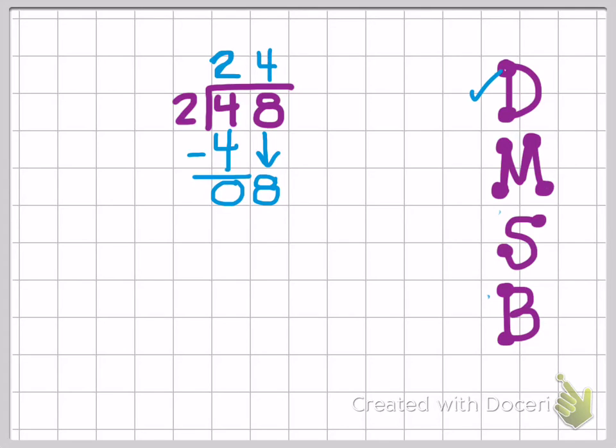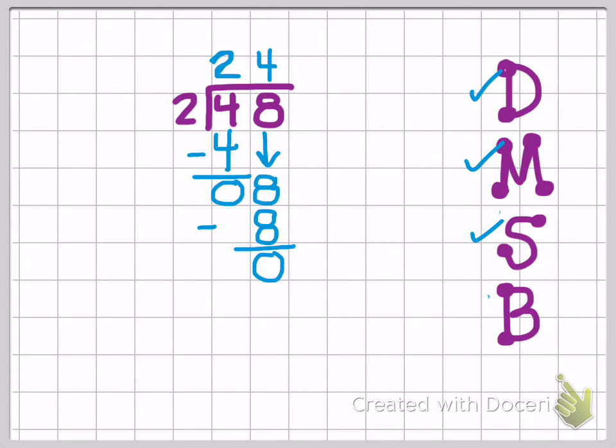So 8 divided by 2 equals 4. We did the division. Next step is to multiply. We are going to multiply 4 times 2. 4 times 2 is 8. We place the answer right under our remainder. Our next step is to subtract. So let's subtract these. 8 minus 8 is 0.